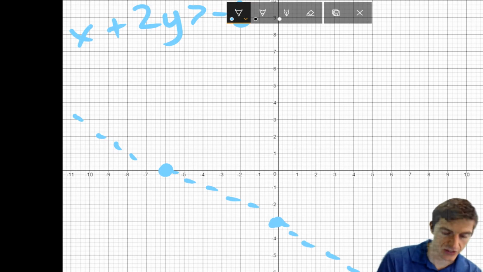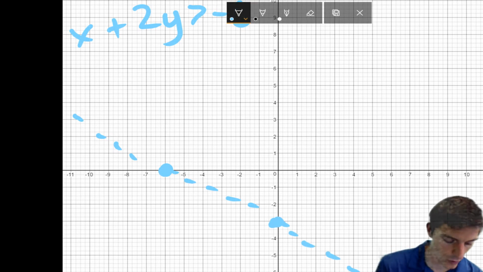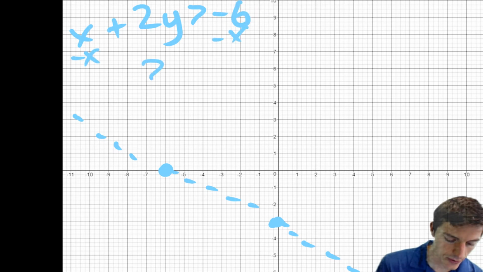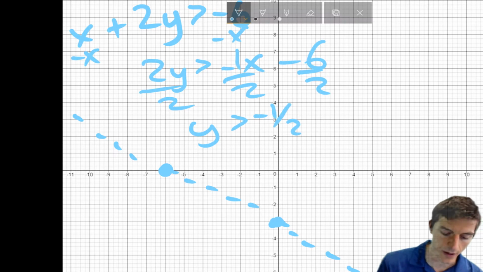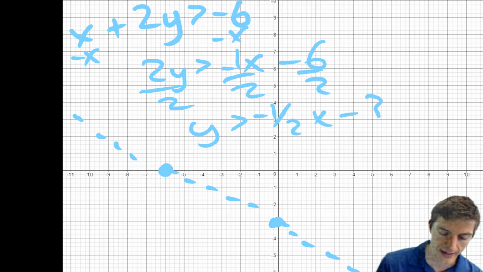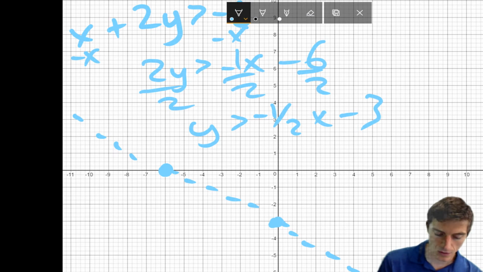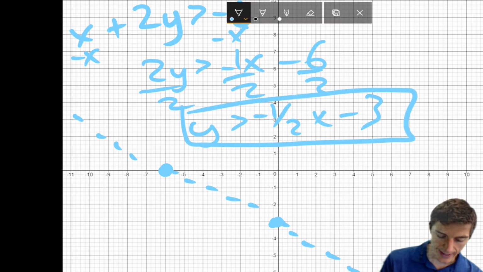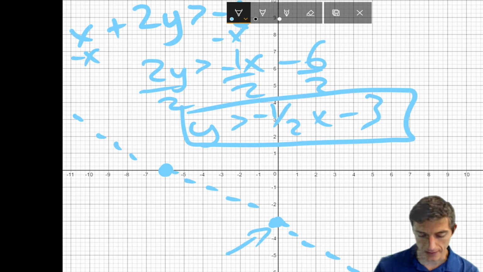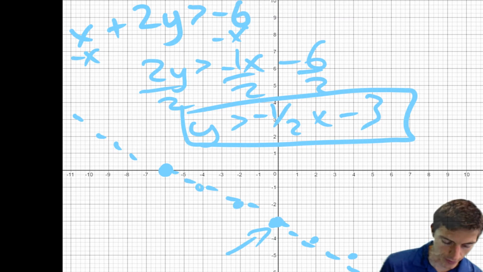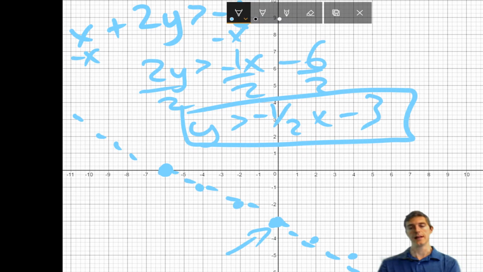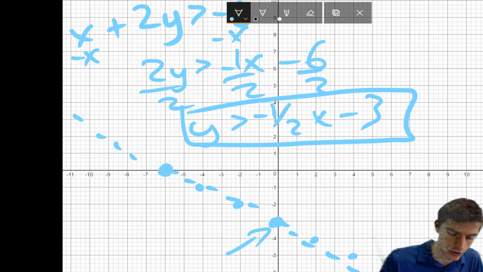Your other option is to solve this for y, to get it in slope-intercept form. So subtract x from both sides. I get 2y is greater than -x minus 6. Then I divide everything by 2, so I get y is greater than -1/2 x minus 3. So if I convert it to slope-intercept form, I have a y-intercept at -3. And look at my slope: it's down 1 over 2, down 1 over 2, and in this direction you can see it's going like that. So either way, you'll get the same solution.